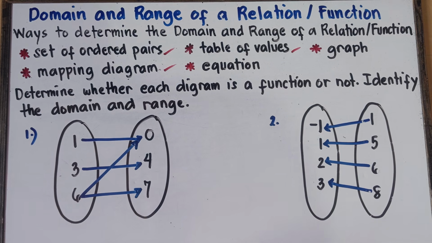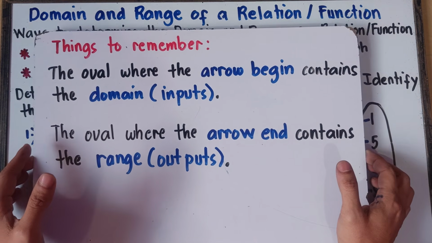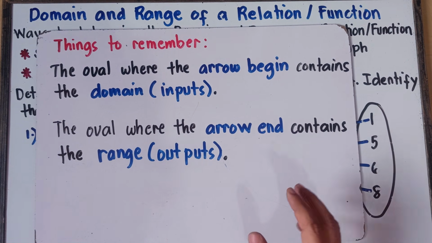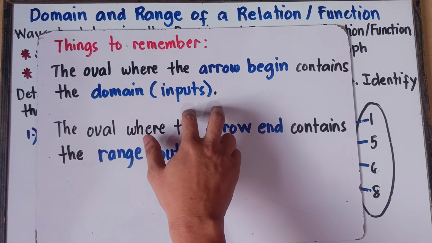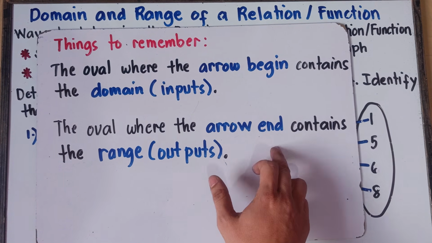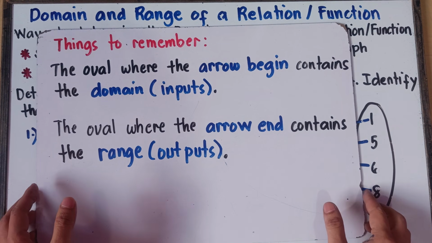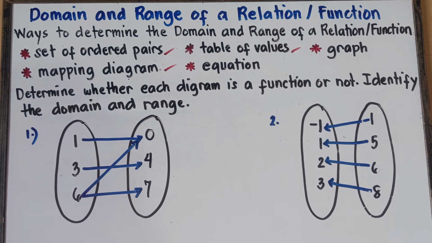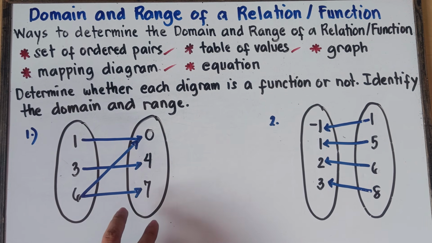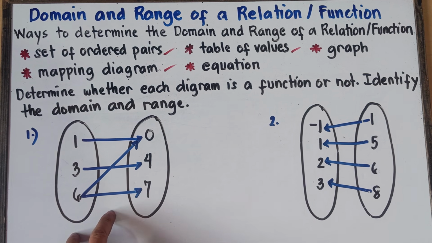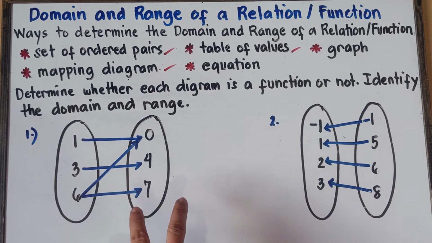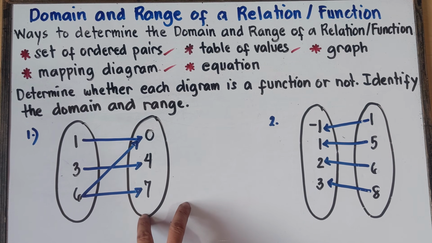Now before we answer this one, class, you need to remember this one. The oval where the arrow begins contains the domain inputs. The oval where the arrow ends contains the range outputs. Therefore, class, it's not necessary that the first oval will be the domain and the second oval will be the range. Once again, class, you will commit a mistake if you always think that the first oval will be the domain and the second oval will be the range.